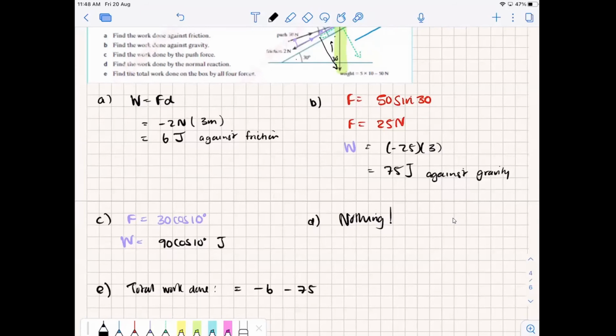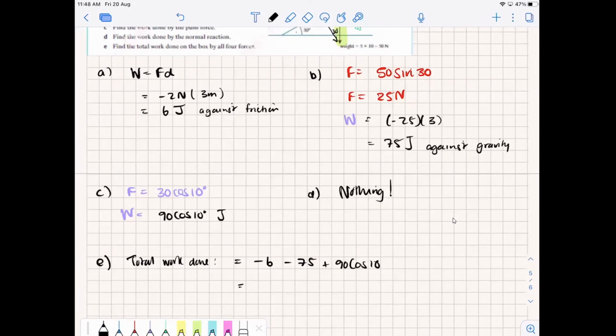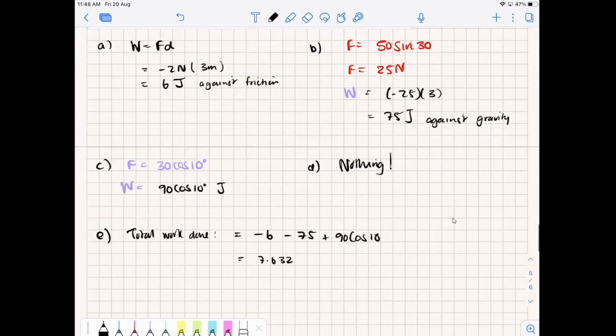Okay. And now we can consider the work of the pushing force, which we calculated as 90 cos 10. So Dora, you can do the magic for me. 7.632, etc. So if we were rounding to 3, remember guys, not 3 decimal places, it's 3 significant figures. So 3 significant figures means you count 1, 2, 3, and the buck stops there. So you would get 7.63.